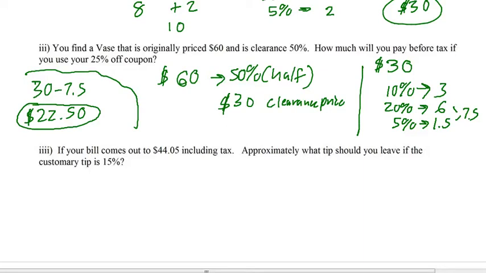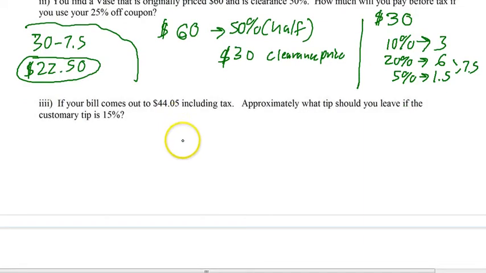All right, one more, and then I'll call it quits. If your bill comes out to $44, including tax, approximately, this is the difference. You don't want to do it with 44.05. We want to do approximate. What tip should you leave? If the customary tip is 15%. So for $44 is how we can look at it. It's close enough. For 15%, you need 10% and 5%.